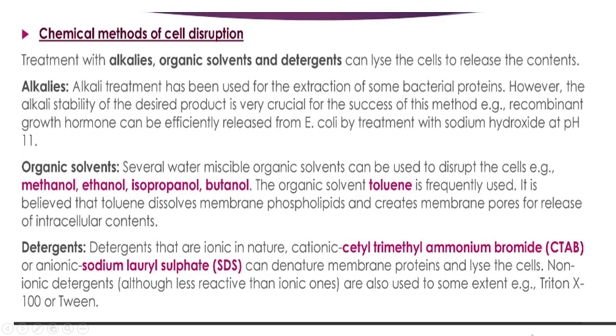Then there are chemical methods for disruption. You can use alkalis, organic solvents, or detergents. Alkali can be used, but the product you are extracting should be stable at high or alkaline pH. One example is that recombinant growth hormone can be released from E. coli by treatment with sodium hydroxide at high pH. Organic solvents like methanol, ethanol, isopropanol, butanol, or toluene have been frequently used to dissolve the phospholipids on the cell membrane.